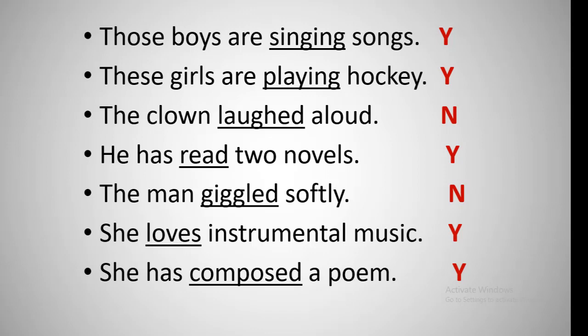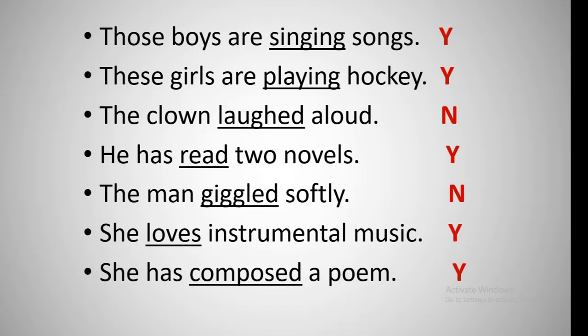The clown laughed aloud. Now, aloud here is an adverb which is just adding to or enhancing the meaning of the verb laughed, but it is not the object, because our sentence is complete up to here. The clown laughed. If we don't say aloud, we are very much clear that the clown laughed. So we will write N for no, that it is not requiring any object.